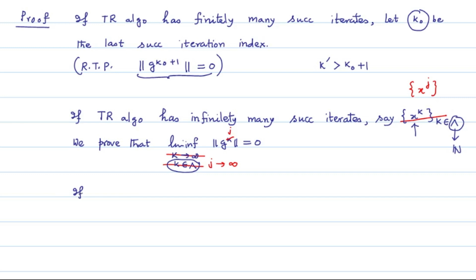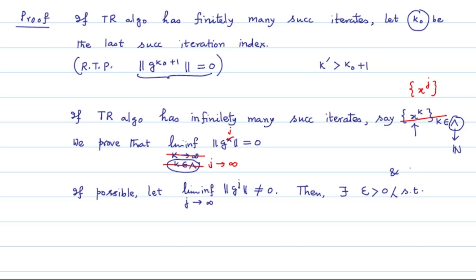If possible, suppose, if possible, let this limit infimum be not equal to 0, then certainly we have at least one epsilon greater than 0, such that for this epsilon greater than 0 we have an index capital K such that the norm gj is greater than or equal to epsilon for all j greater than or equal to capital K.